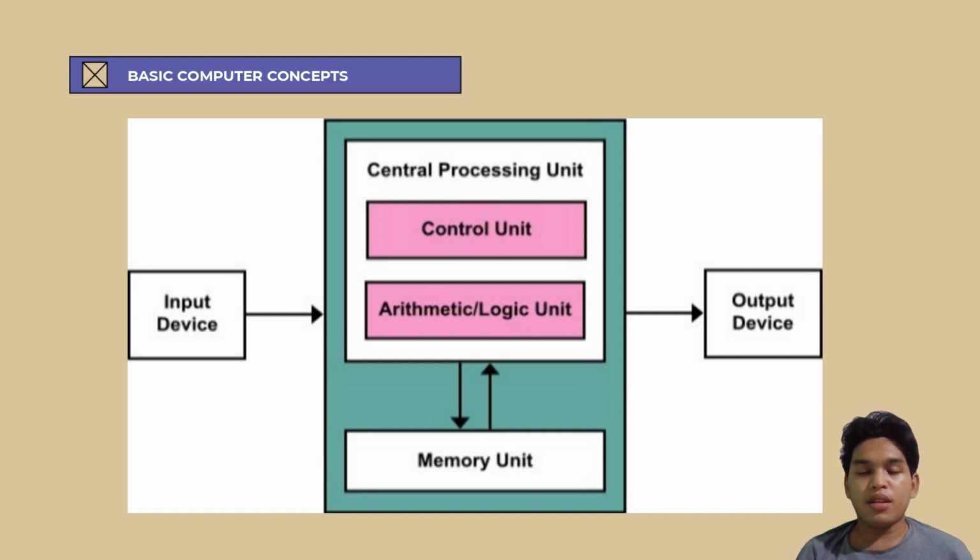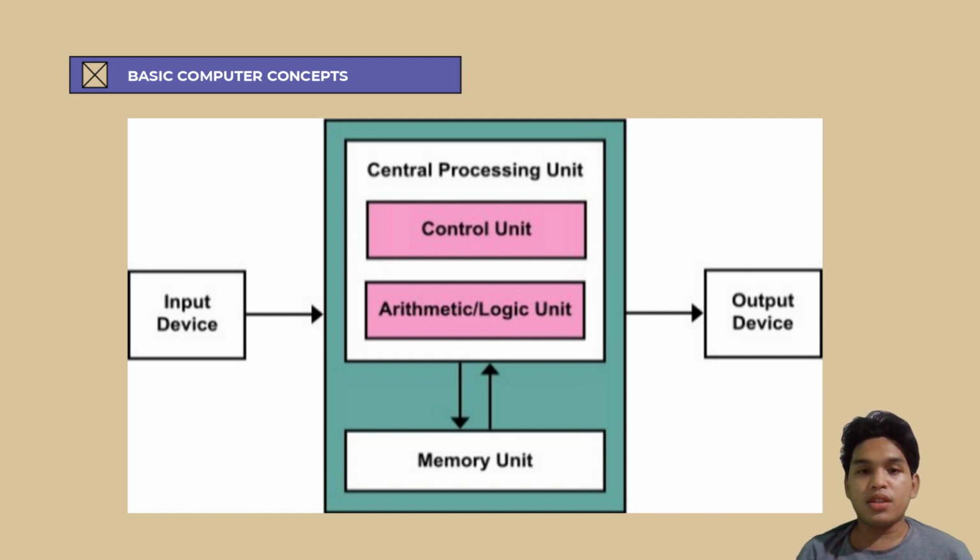The big box in the middle is the Central Processing Unit, or CPU, often called the brain of the computer. It is where all the thinking happens. Inside the CPU, there are two important parts: the control unit and the arithmetic logic unit. The control unit acts like a supervisor. It tells the rest of the computer what to do. It controls the flow of data between input, memory, and output.